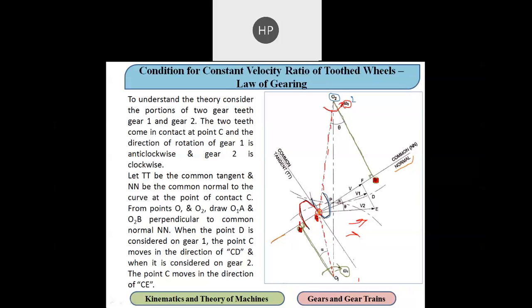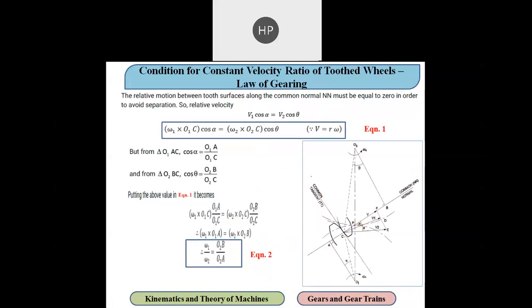And that is the violation of the law of gearing, because whenever we transmit power, both gears must remain in contact from the start to the end. Then it will transmit power from gear 1 to gear 2. So how can we achieve this? For that, suppose we have a simple equation: velocity v is equal to r into omega. This is the common equation.